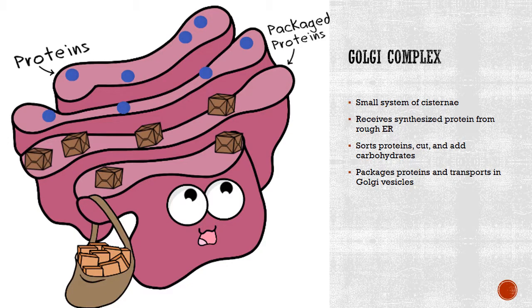Now for the Golgi complex, which is a small system of cisterna. It receives synthesized protein from rough ER, sorts proteins, cuts and adds carbohydrates. It then packages these proteins and transports them in Golgi vesicles.